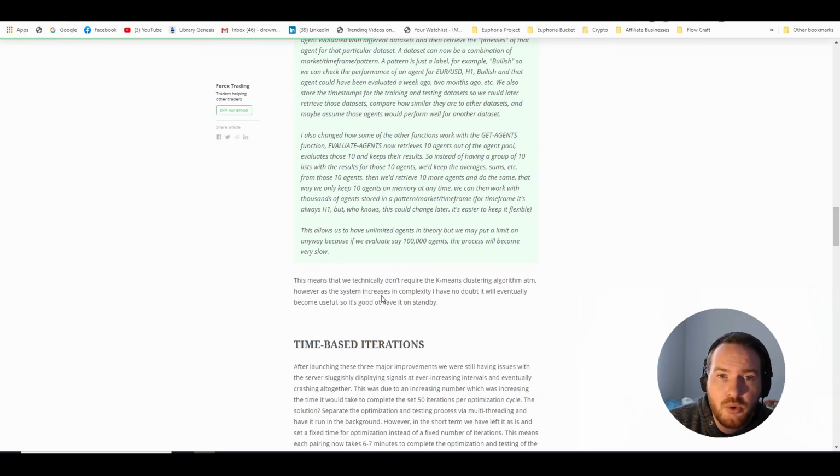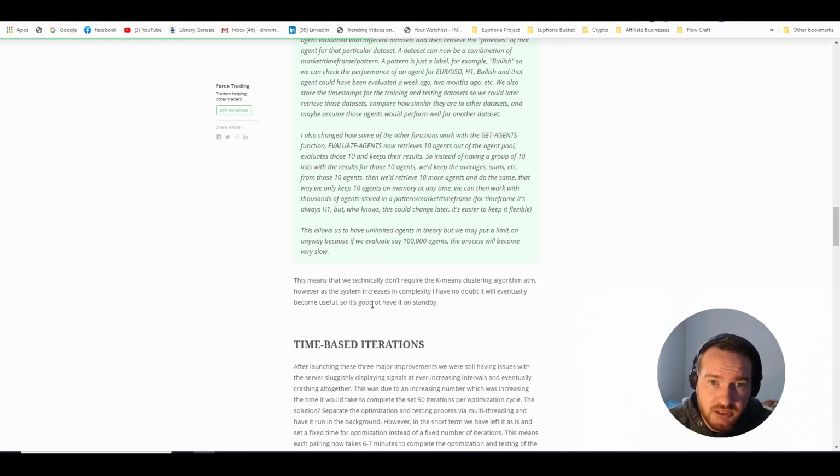So he said, I also changed how some of the functions work with the get agent function. Evaluate agents function now receives 10 agents out of the agent pool, evaluates those 10, keeps their results. So instead of having the group of 10 lists with the results for those 10 agents, we'd keep the averages, sums, etc. for those 10 agents. Then we'd retrieve 10 more agents and do the same. That way we only keep 10 agents on memory at any time.